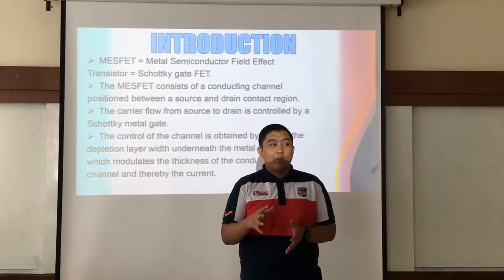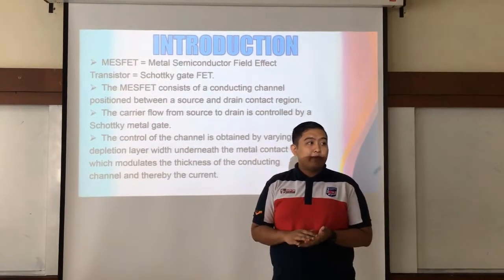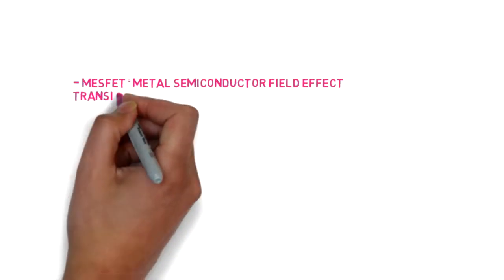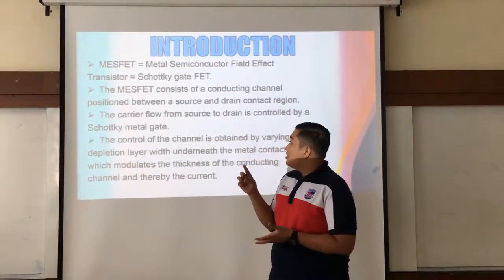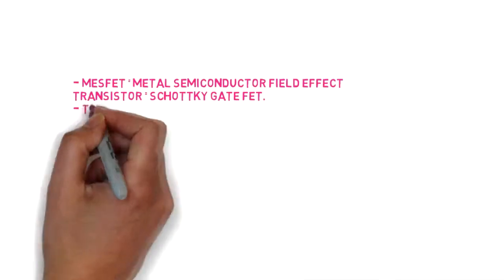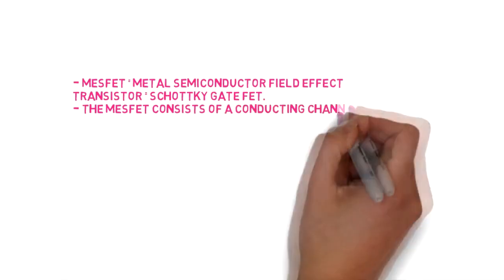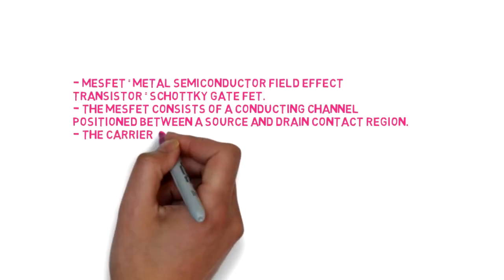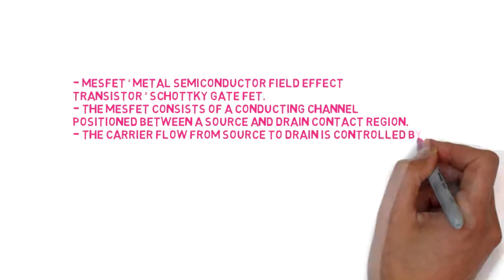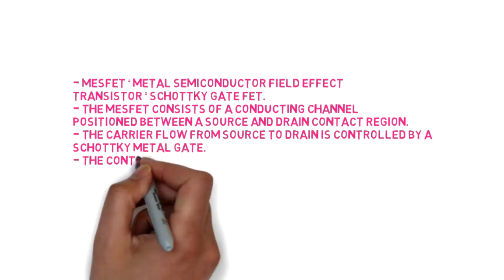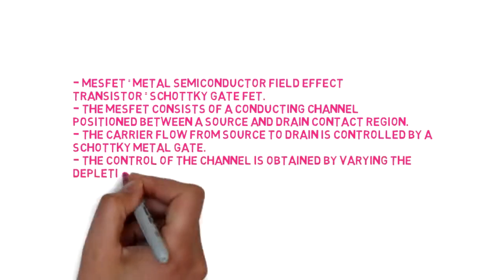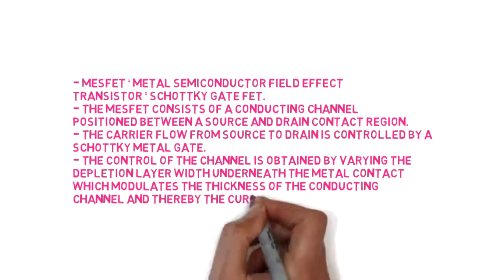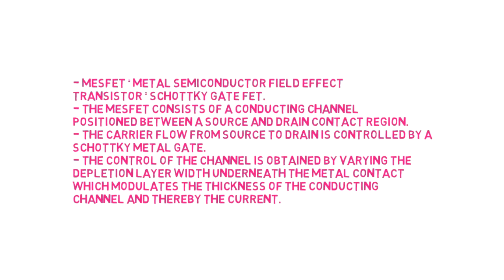To tell you about what is MESFET. Basically, the MESFET is a metal semiconductor FET transistor, or Schottky gate FET. This MESFET consists of a conducting channel positioned between a source and a drain contact region. But the carrier flow from source to drain is controlled by the Schottky metal gate. The control of the channel is obtained by varying the depletion layer width underneath the metal contact, which modulates the thickness of the conducting channel and thereby the current.